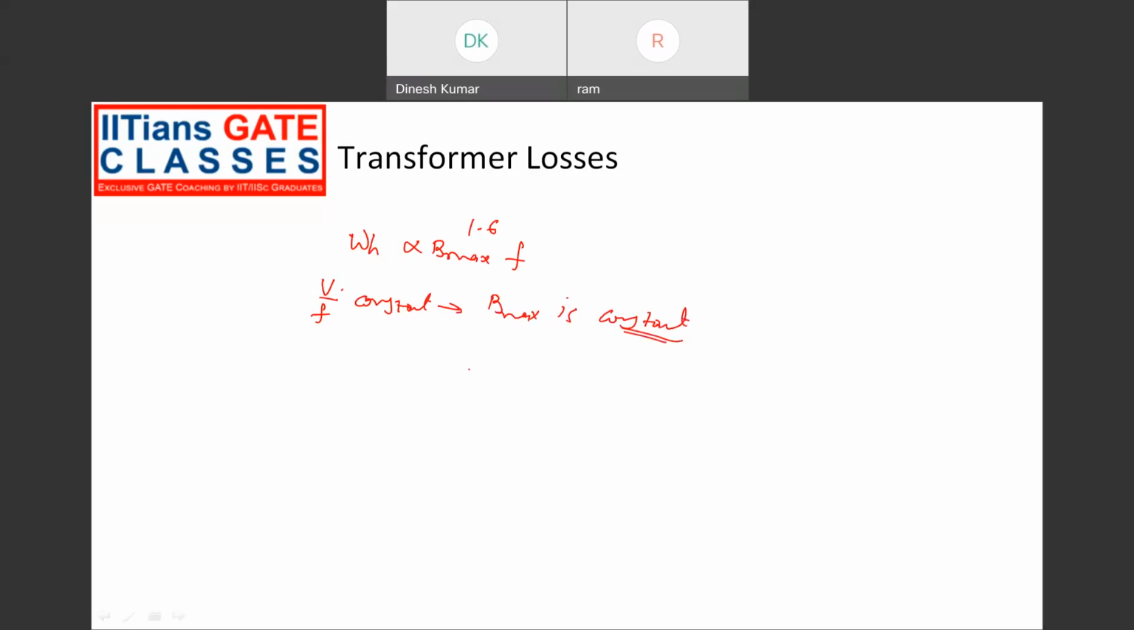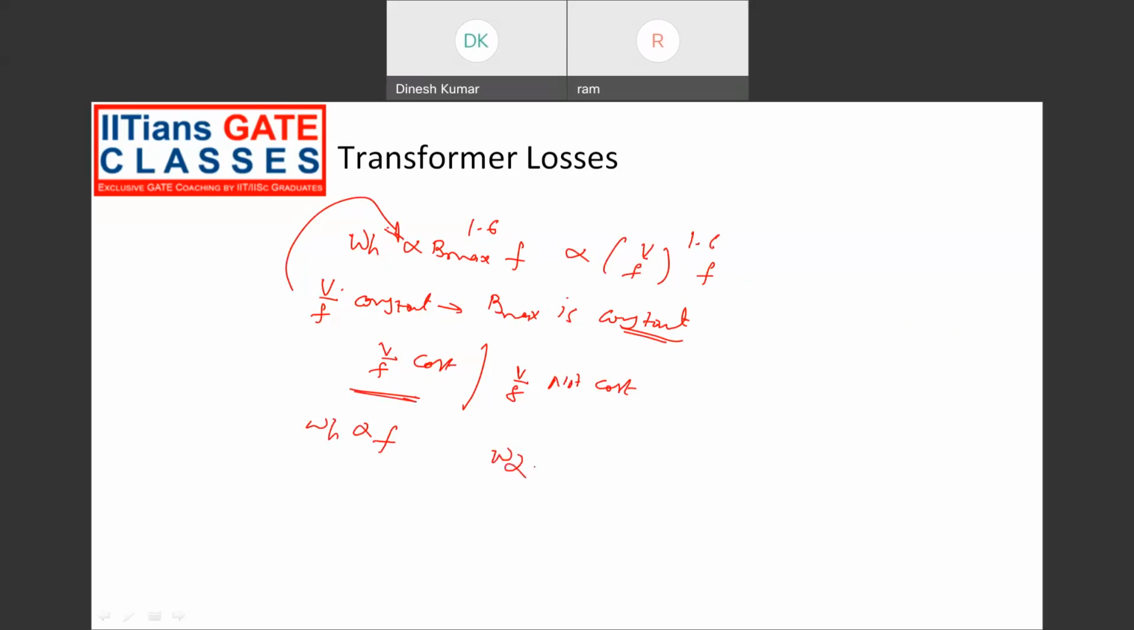right? So we'll take two conditions. V by F constant, V by F not constant. So if we substitute V by F here, what happens? It is proportional to V by F whole to the power 1.6 into F. If V by F is constant, then WH is proportional to F. If V by F is not constant, then WH is proportional to V to the power 1.6 and F to the power minus 0.6.